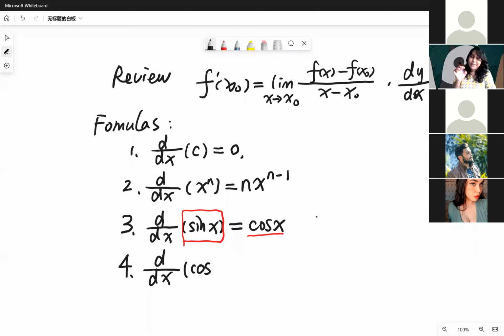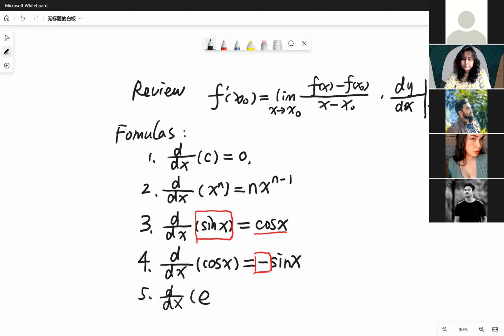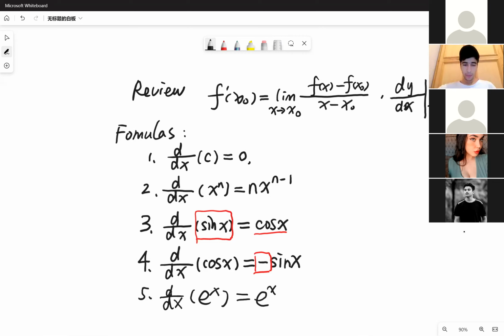The derivative of e^x is equal to e^x itself, right? Yeah. Now this one, the derivative of log x is 1 by x. 1 by x here, right?